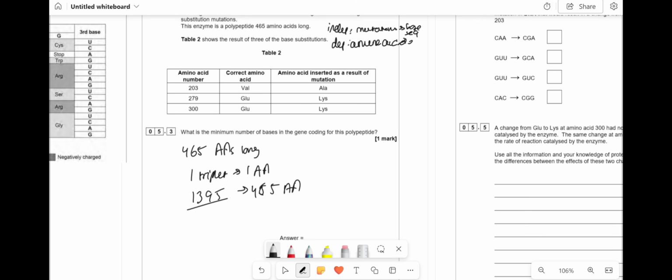It says in the examiner report, a lot of people just overanalyzed this and added start and stop codons and this and that and doubled it because it's double-stranded, blah, blah, blah. It just says there, the minimum number, you bare minimum need this. Yes, the other things are technically correct, but the absolute core minimum, there's got to be this much. Just go with the question.